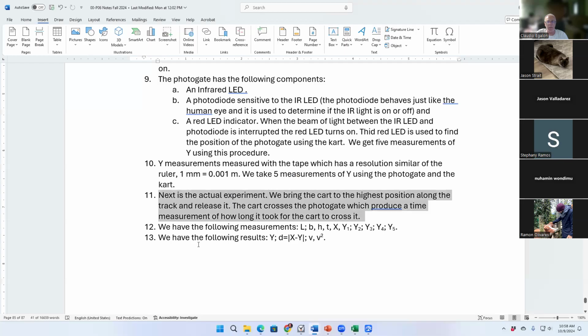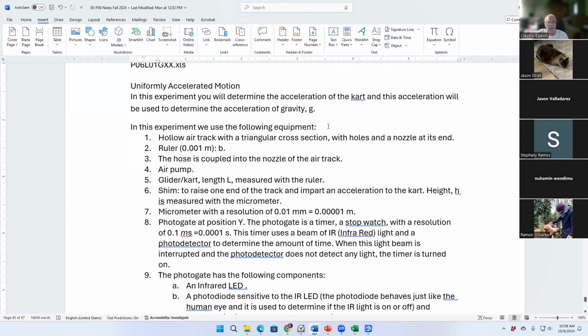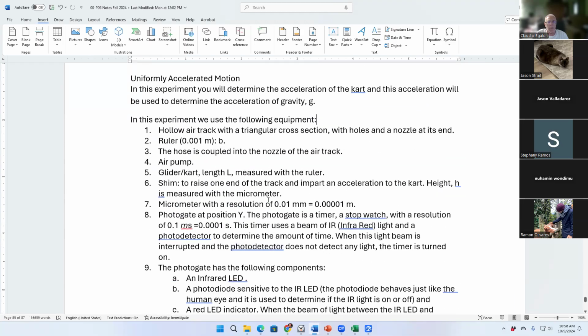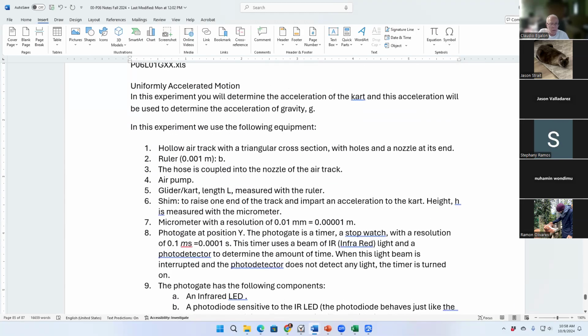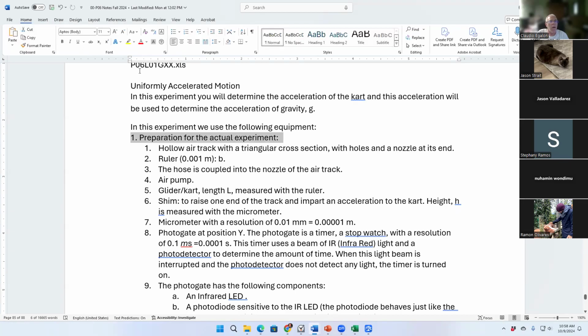Next is the actual experiment. So those are just preparations. Preparation for the actual experiment. Let's put that like that. Let's see. I'm going to do it like that. Here we go.